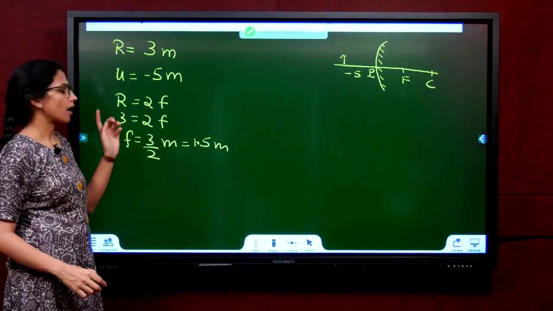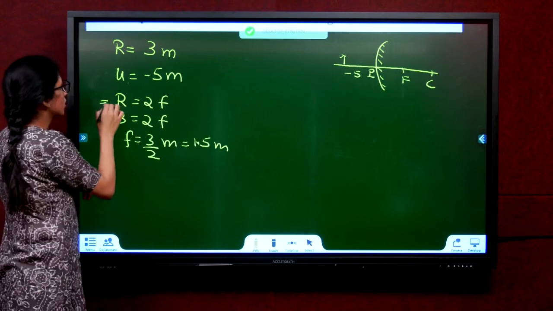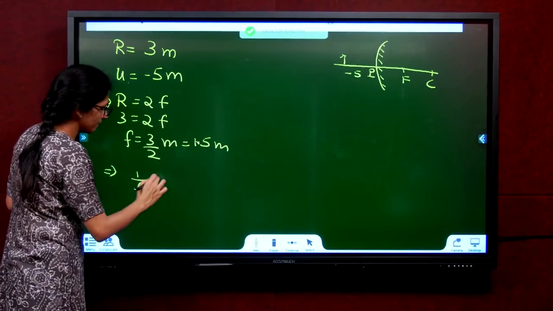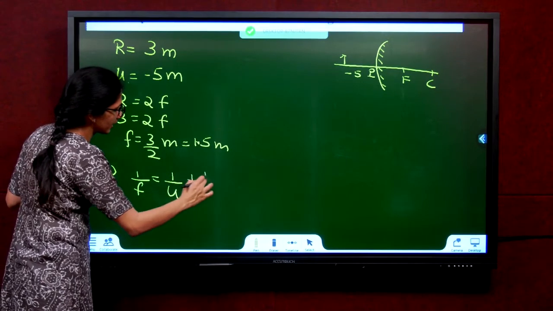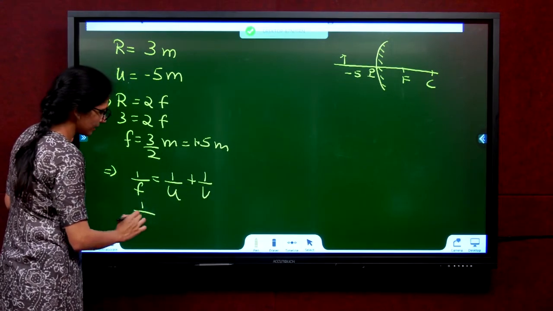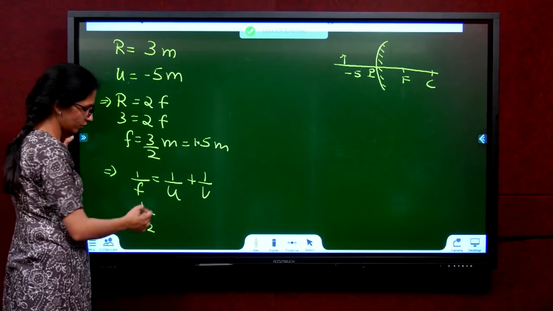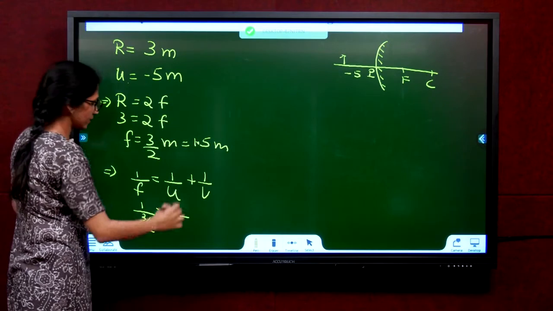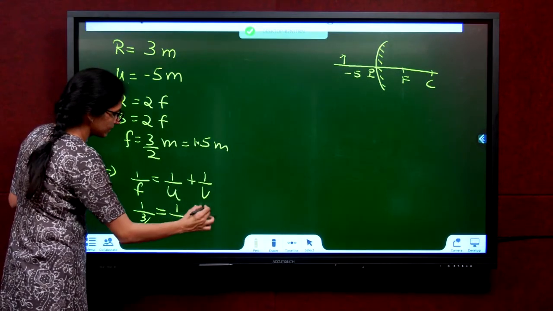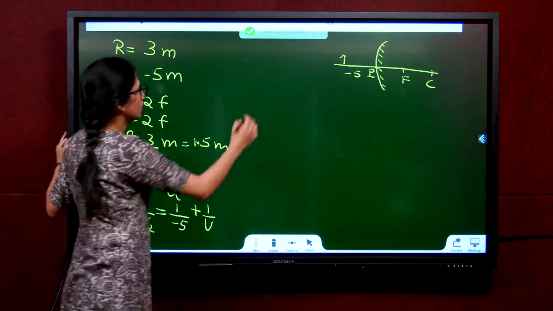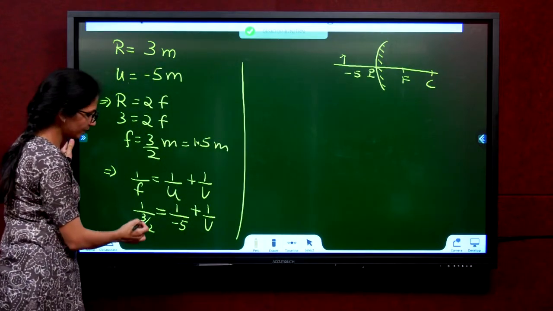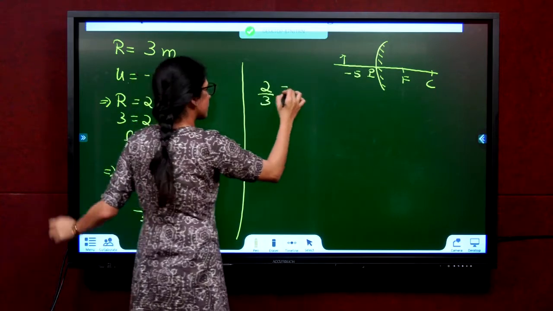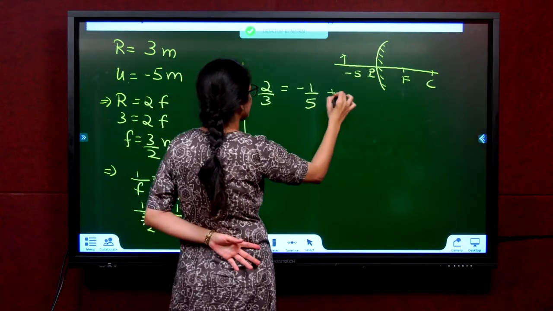Now, next formula is what? Use the mirror formula. Using the mirror formula, 1 by F is equal to 1 by U plus 1 by V. 1 by 3 by 2. You can substitute decimals, I will use fractions. 1 by U, U given is minus 5, plus 1 by V. 1 by 3 by 2, the 2 will go up. 2 by 3 is equal to minus 1 by 5 plus 1 by V.